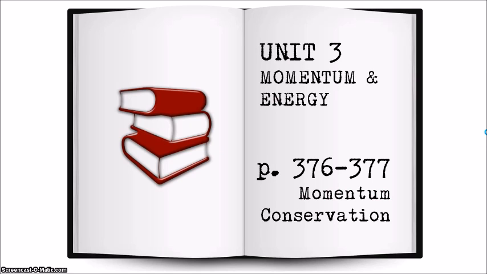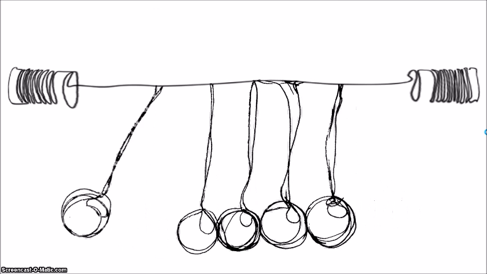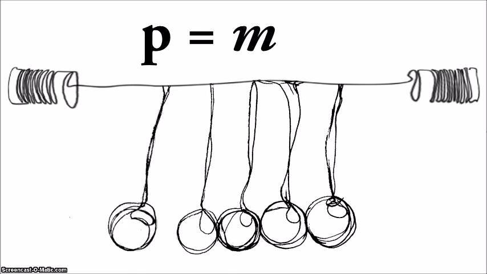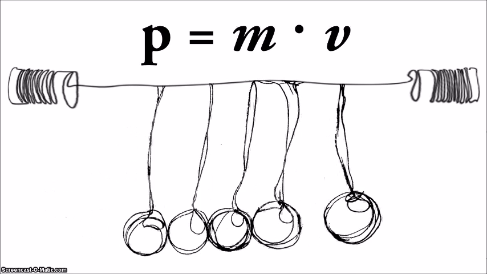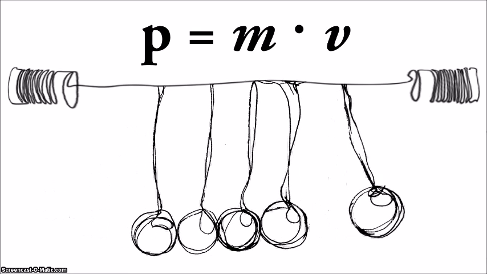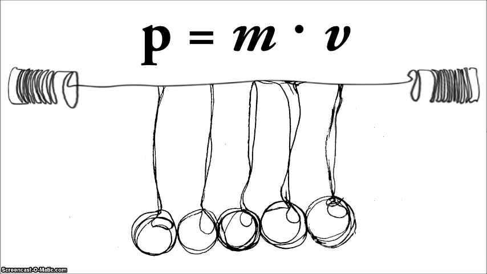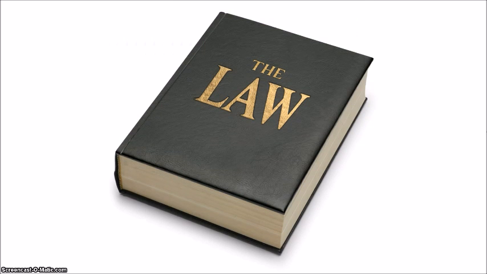Still working on Unit 3, Momentum and Energy, but now we're talking about conservation of momentum, which is on pages 376 to 377 of your textbook. So before we talked about what momentum is, and we learned that momentum is the mass times the velocity, or the quantity of speed or motion an object has. But now it's time to lay down the law.